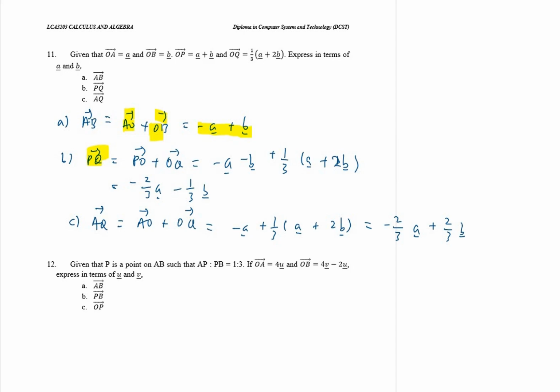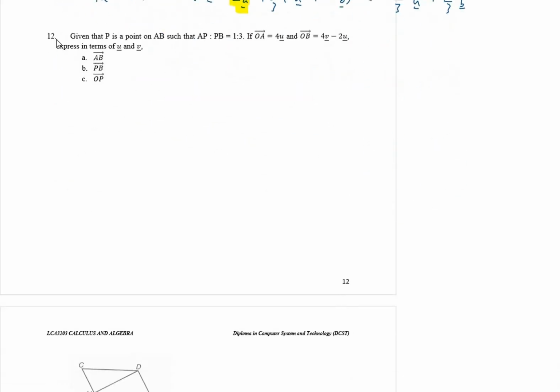Last, AQ is AO plus OQ. So AO is the opposite, or the negative, of OA, which is negative a, plus OQ. Just use your normal algebraic simplification method, and then you get your AQ. Okay, and then we go to question 12.